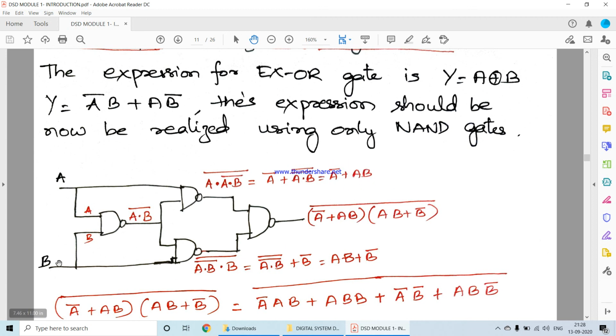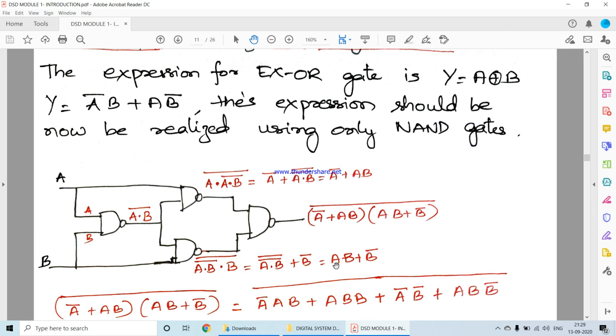Similarly, if you go here, B is one of the inputs for this NAND gate, A and B bar is another input for this NAND gate. When I take out the output, what will I get? A and B bar and B the whole bar. Again De Morgan's theorem, you separate these two now, A and B the whole bar plus B bar. The bars cancel for AB here, so AB plus B bar.